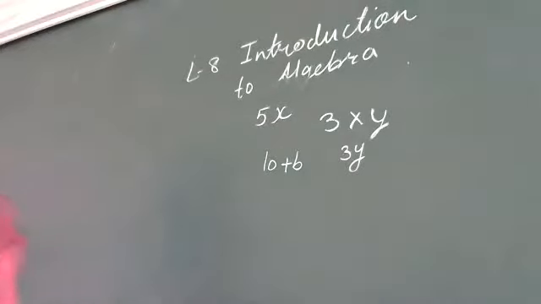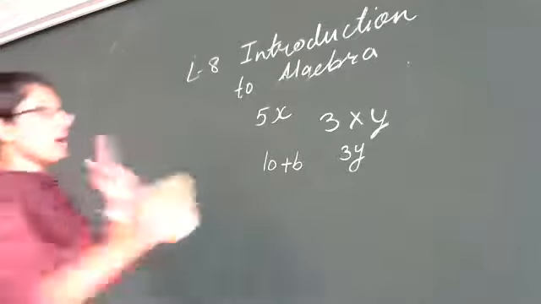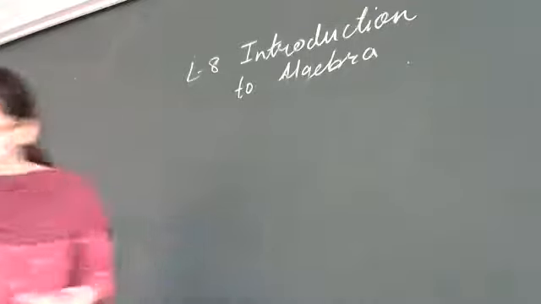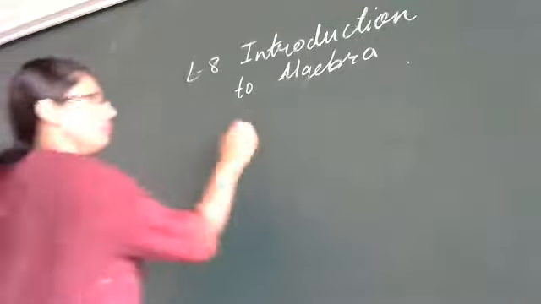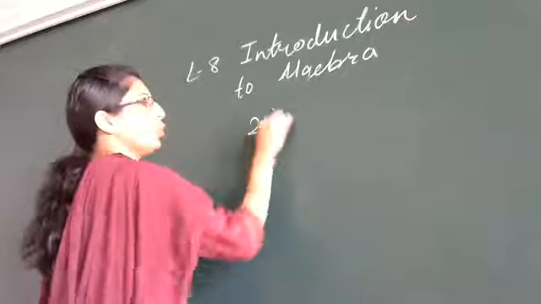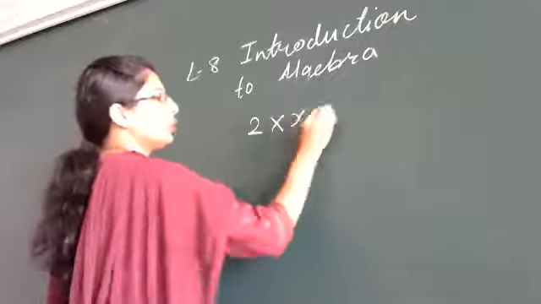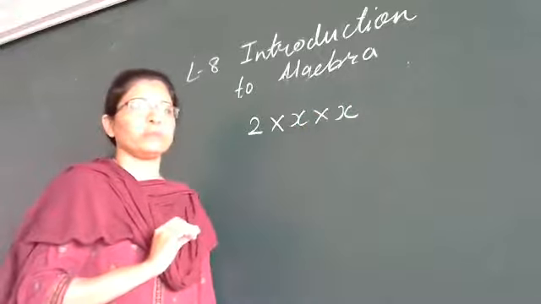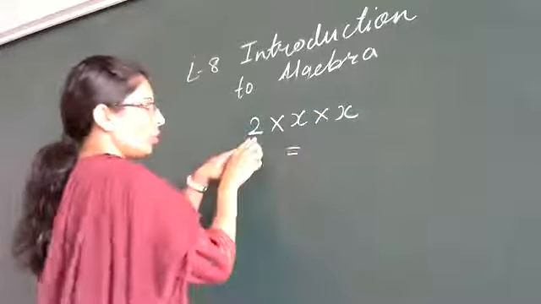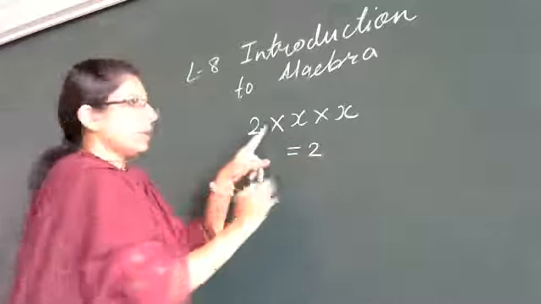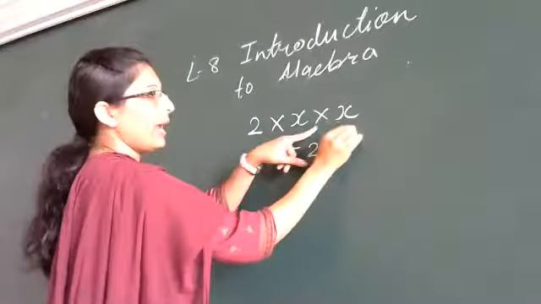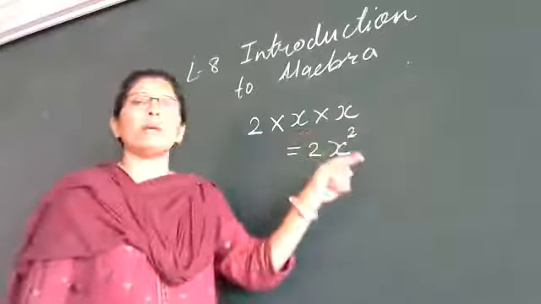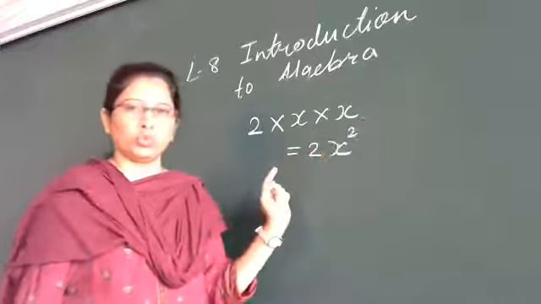Okay. Now, we have seen power also. If it is given like this, you tell me how to write. 2 multiplied with x into x. How will you write? X up to 2. 2 x raised to 2. X to the power of 2.